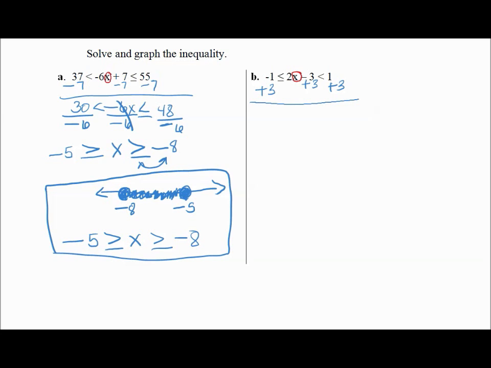Negative 1 plus 3 is a positive 2. Bring down my inequality symbol. Bring down 2x in the middle. Bring down my other inequality symbol. And then I have 1 plus 3, which is 4, dividing by a positive 2. 2 divided by 2 is 1. Bring down my symbol. X in the middle remaining. Bring down the other symbol. And then 4 divided by 2 is 2. Okay?